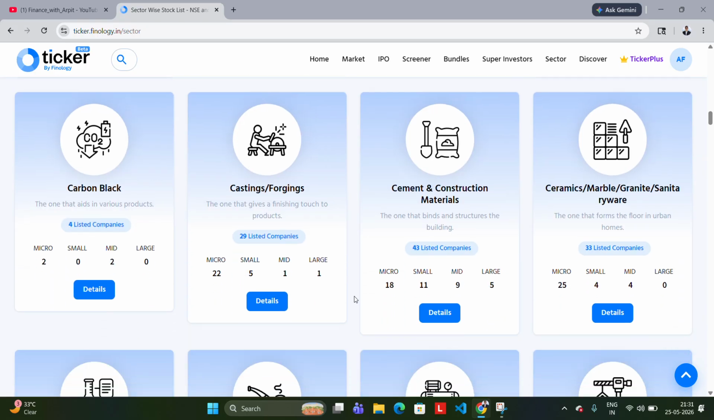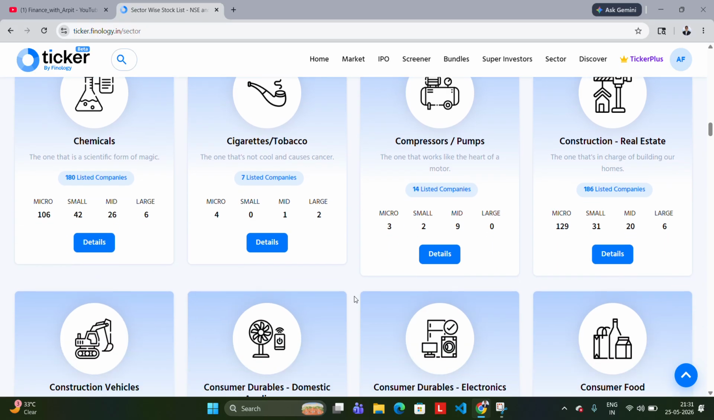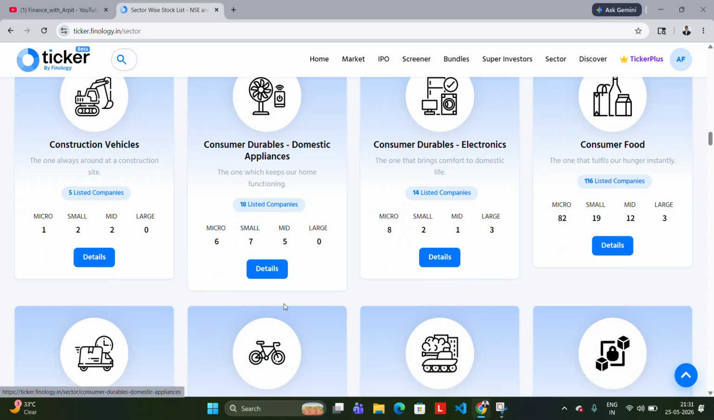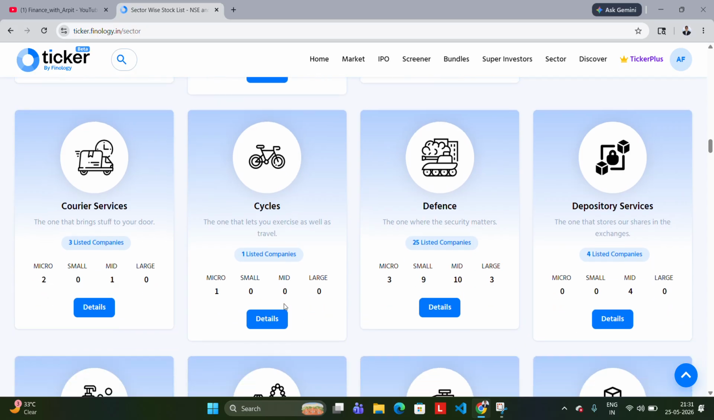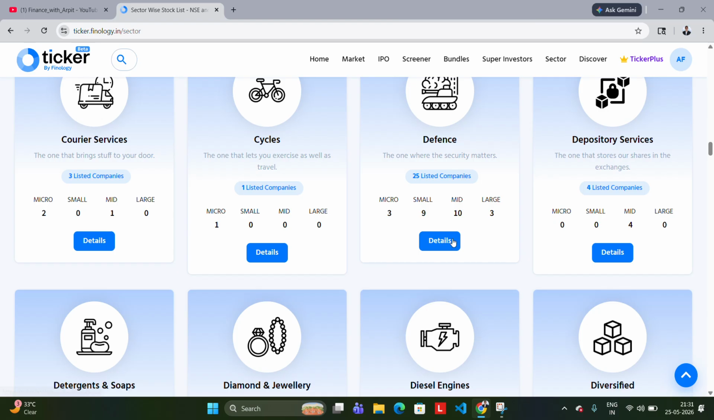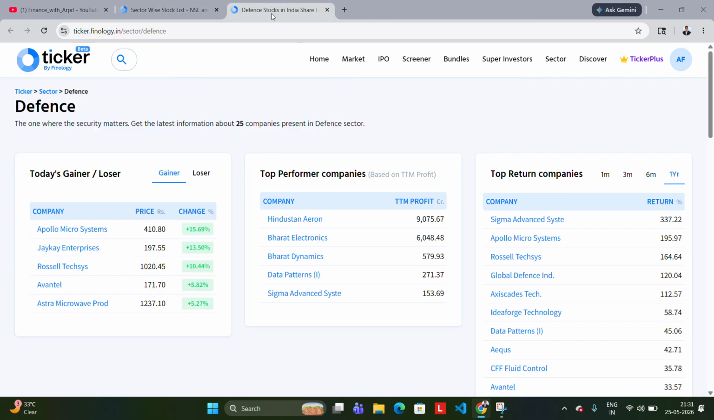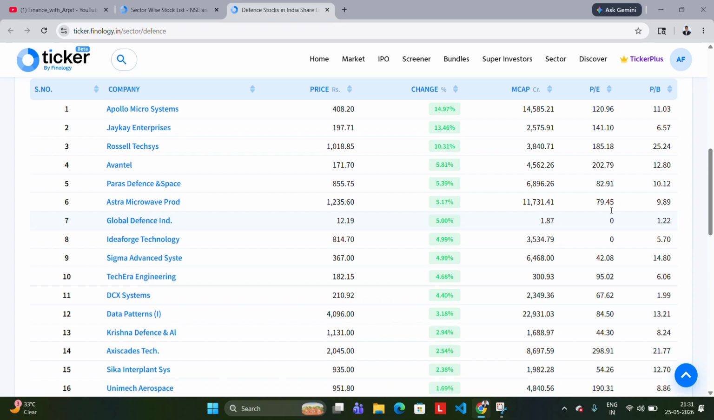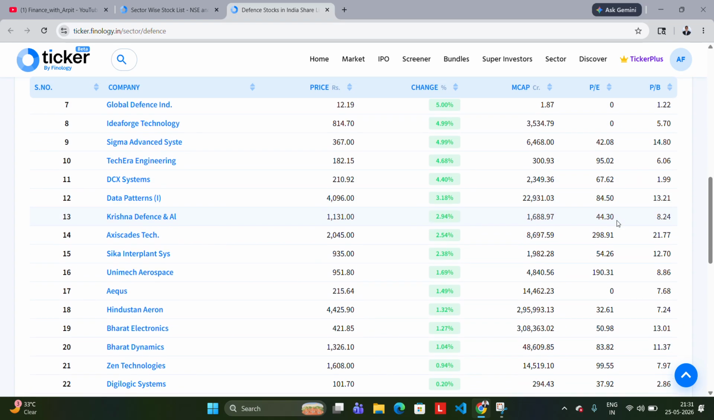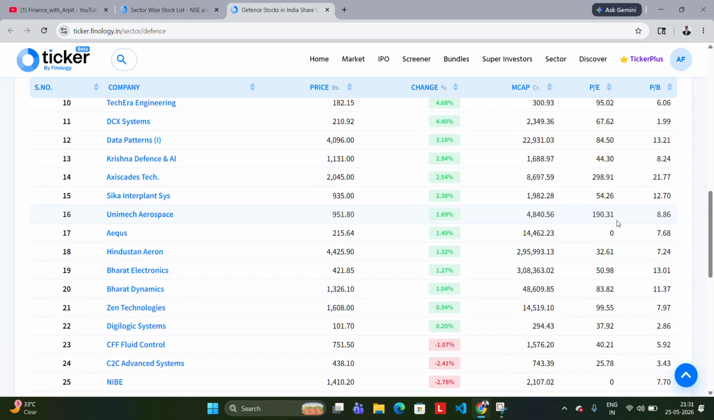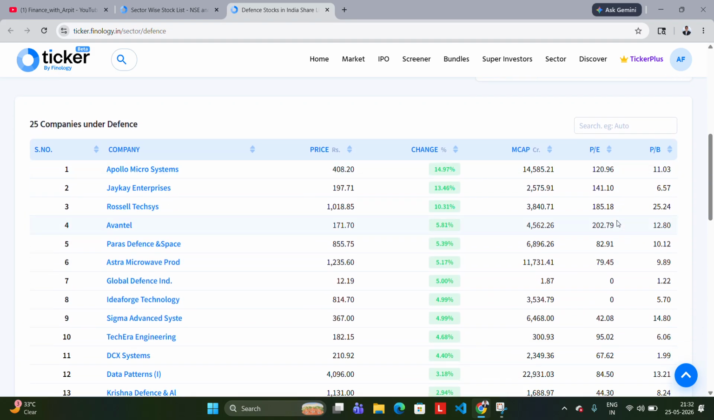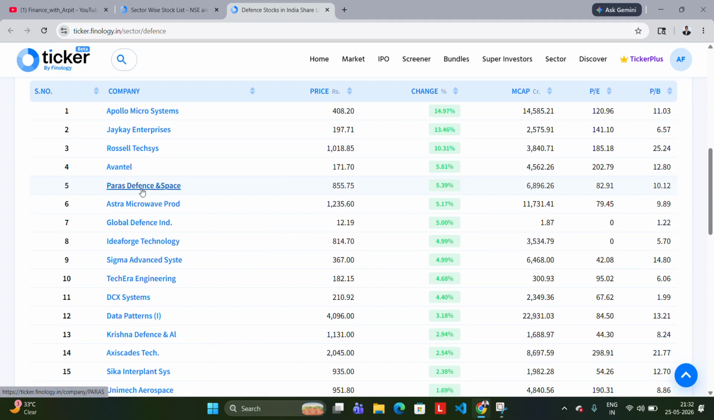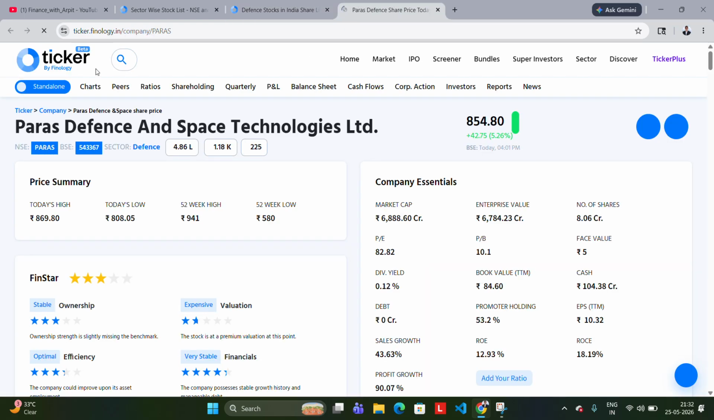Now let's select another industry, a big industry like the chemical industry. We will have many companies in it, so let's just get into it. Yeah, the defense sector is one of the important sectors. Let's first see the P/E ratios of all the companies. The average is 50 to 60. We will see the companies that we know or that have a good name. Yeah, Paras Defence is one of the big names. Let's analyze it.